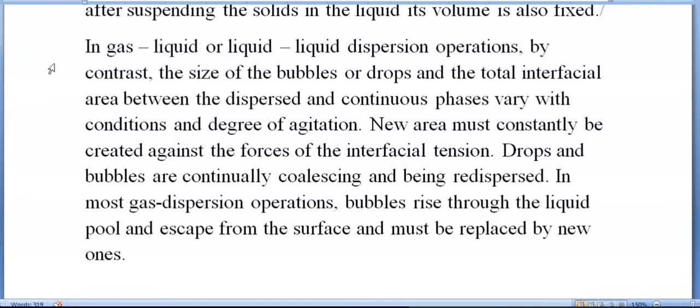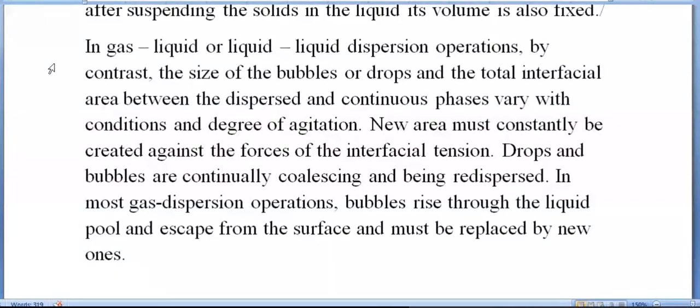Then, the total interfacial area between the dispersed phase and continuous phase. So what is interfacial area? For example, think of an air bubble inside a liquid. In a glass of liquid, an air bubble is present. So what will happen? There is a layer there. Inside the layer, air is present. External to the layer, we have liquid.